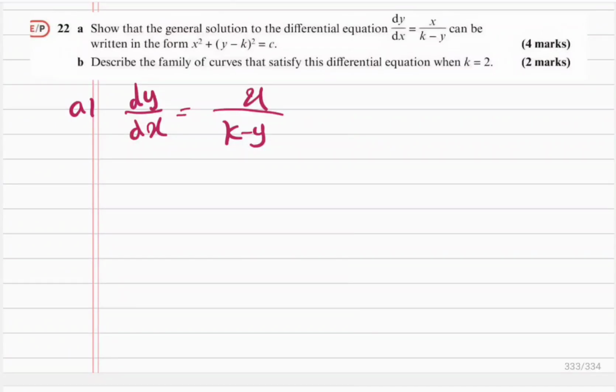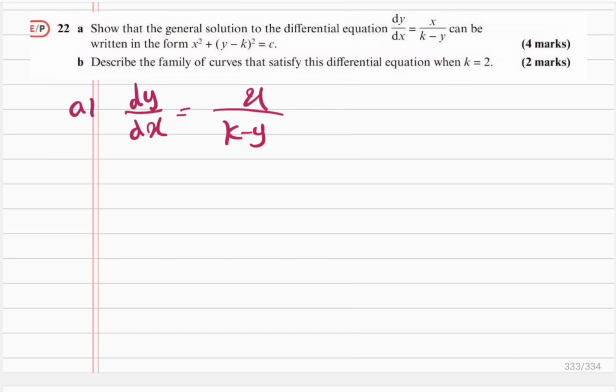Hi everyone, this video is on mixed exercise 11 question 22. In part A, we want to show that the general solution to this differential equation can be written in the form x squared plus (y minus k) squared is equal to c.